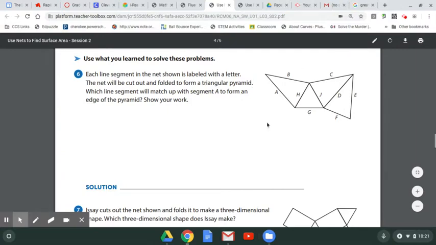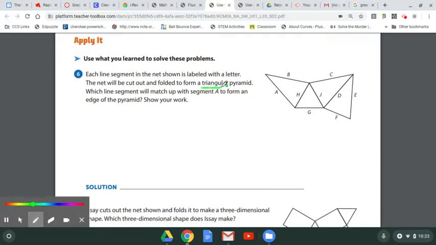Each line segment in the net shown is labeled with a letter. The net will be cut out and folded to form a triangular pyramid. Okay, so a triangular pyramid. This tells you the name of the base. So what is the base? Right, a triangle. And they all come up to form an apex. Okay, so which line segment will match up with segment A to form the edge of the pyramid?